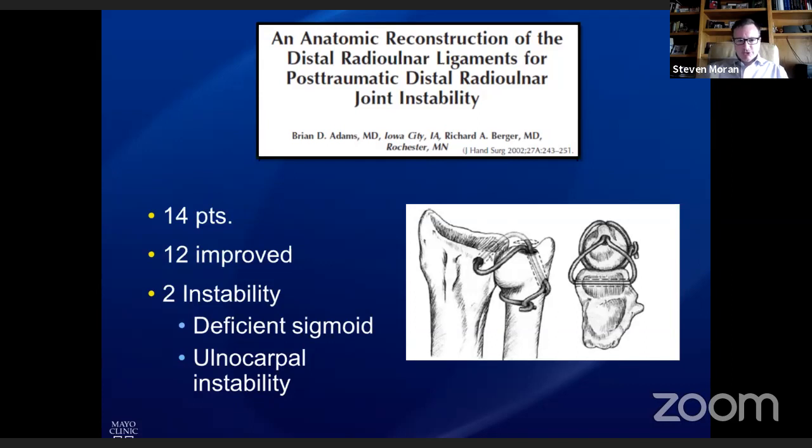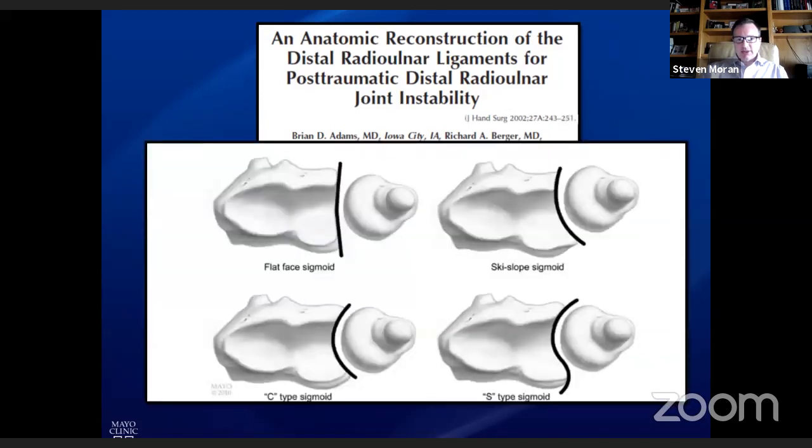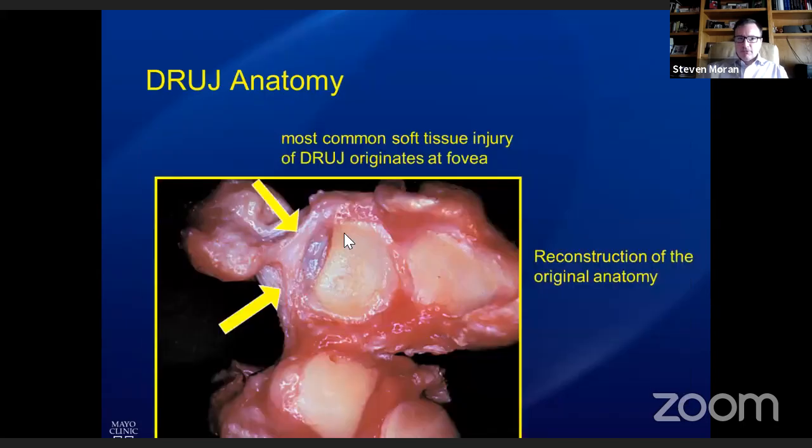They published their series in 2002, and they had 14 patients, and 12 of them were improved. There were two patients with persistent instability, and that was due to a deficient sigmoid notch that we talked about in ulnar carpal instability. And again, the deficient sigmoid notch is this flat face tier. Again, this is attempting to reconstruct the two most important stabilizers of the DRUJ, the dorsal and palmar radial ulnar ligaments.